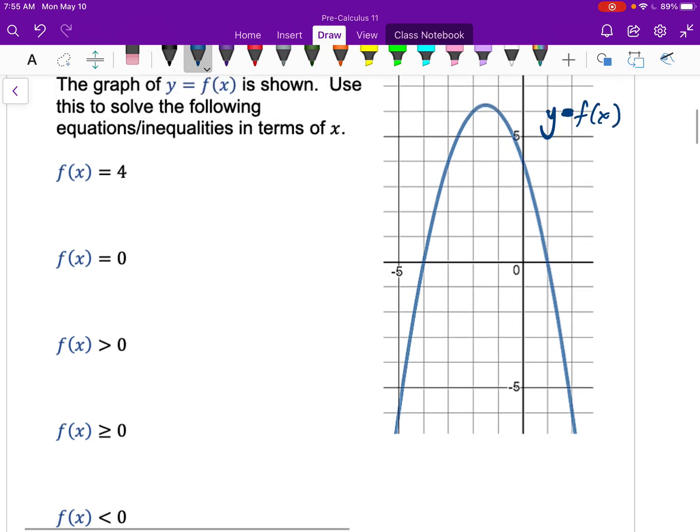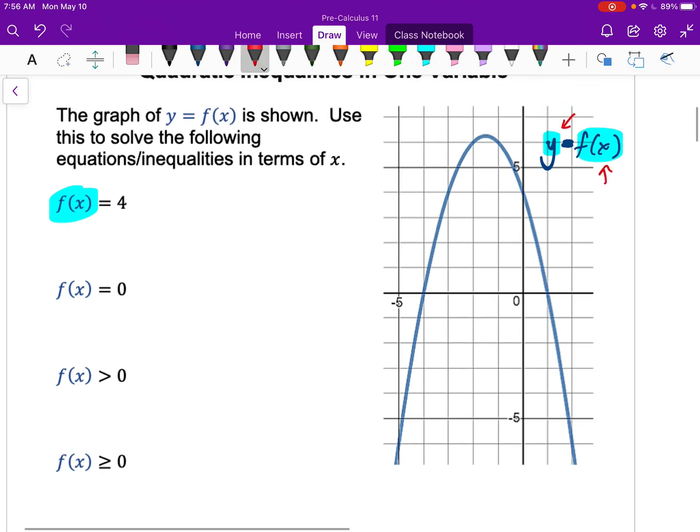Where does f of x equal 4? And again, f of x is this graph. So where is this graph equal to 4? What does that mean? Well, x is the input, f of x is the output. It's the y value, y equals f of x. So f of x represents the outputs of this function. Again, x represents what goes in, f of x represents what goes out, the output.